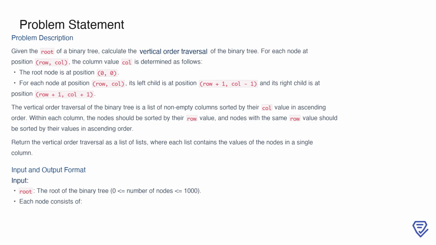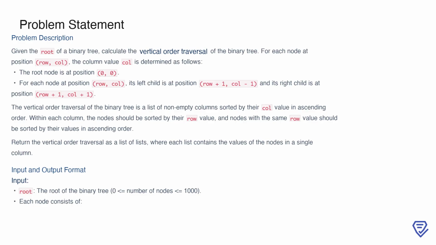The goal is to group nodes based on their vertical columns, which are determined by the relative position of each node in the tree. Starting with the root position (0, 0), the column value changes as we move to child nodes. Specifically, the left child of a node is assigned to one column to the left, meaning its column is col minus 1, and the right child is assigned to one column to the right, or col plus 1. At the same time, the row value increases as we move down the tree.